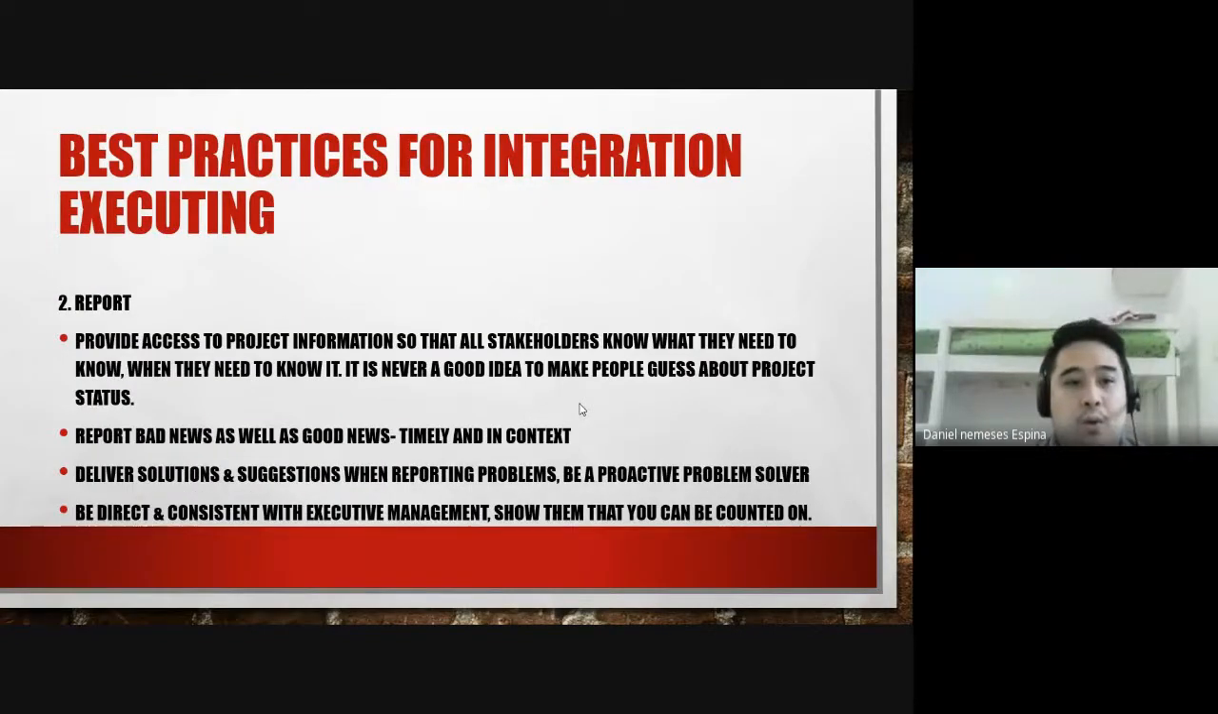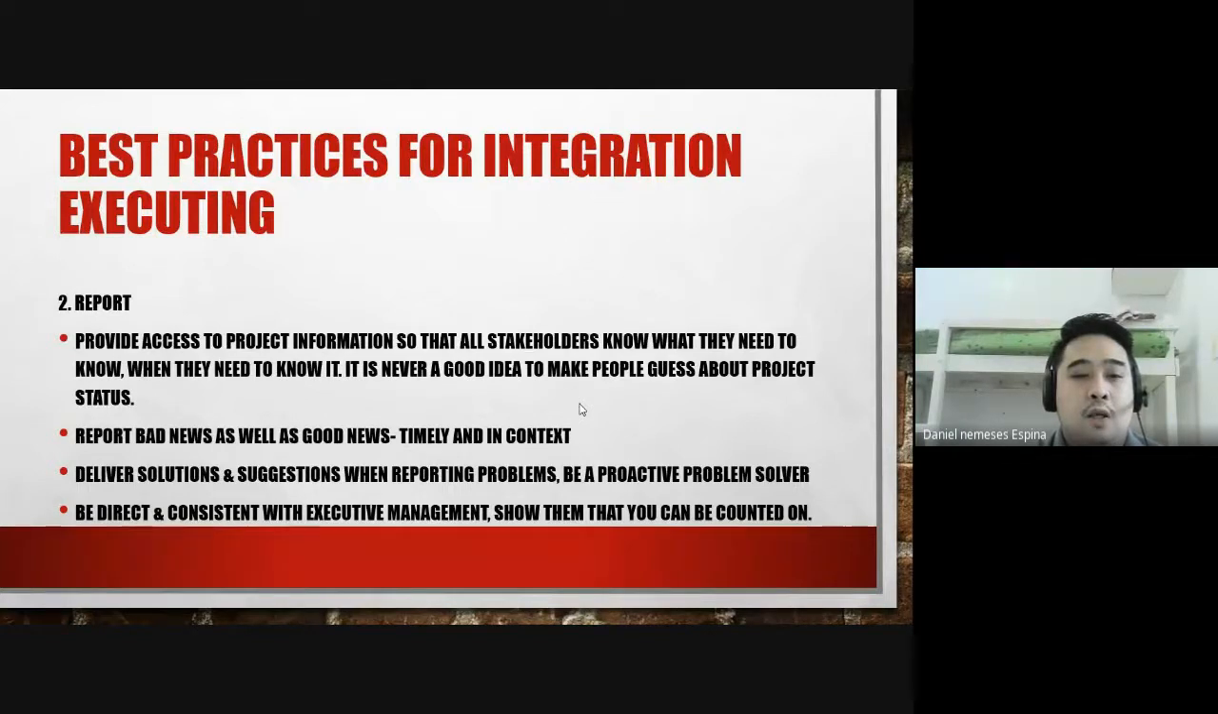So report. So provide access to project information so that all stakeholders know what they need to know and when they need to know it. So it is never a good idea to make people guess about the project status. So you also need to report to your team what is also the status of the project. Okay. So what they need to know about the project, okay? And it should be accessible to them. So report bad news as well as good news, timely and in context. Okay?